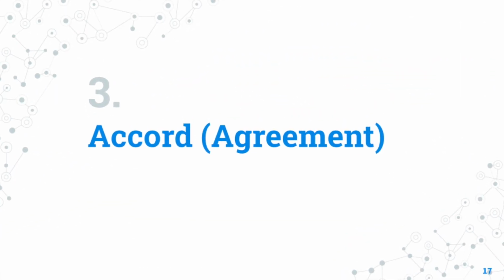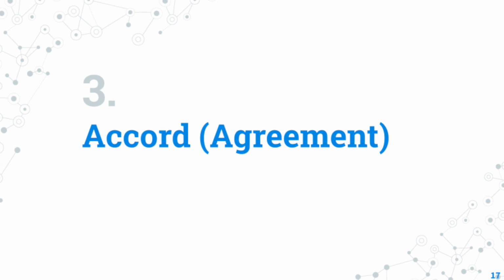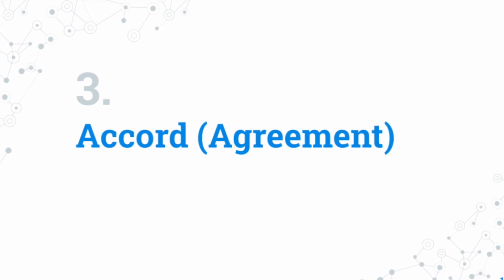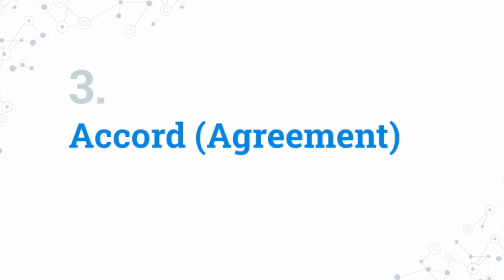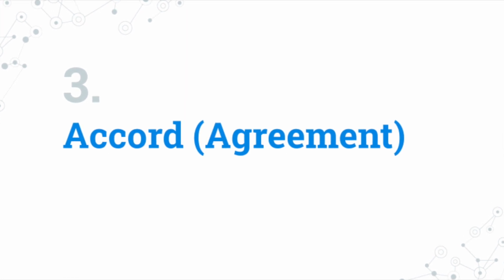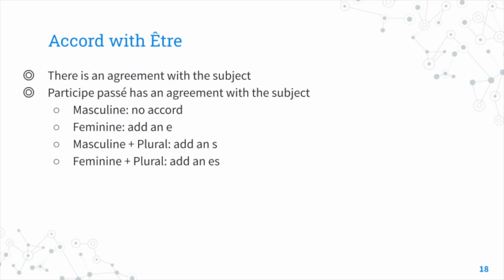Now you may have noticed some extra letters at the end of the participes passés of the examples that we looked at. This is known as accord or agreement, and we'll be looking at how we do this in French. Verbs that are conjugated with être have an agreement with the subject. So in this case, the participe passé has an agreement with the subject. If the subject is masculine, there is no accord. You don't add any extra letters, just the participe passé. If it's feminine, you add an e. If it's masculine and plural, you add an s. And if it's feminine and plural, you add an es.